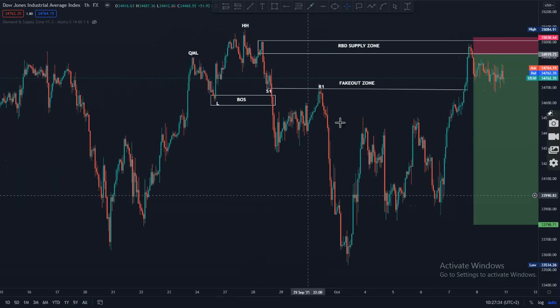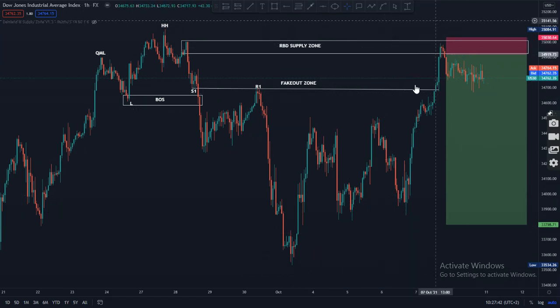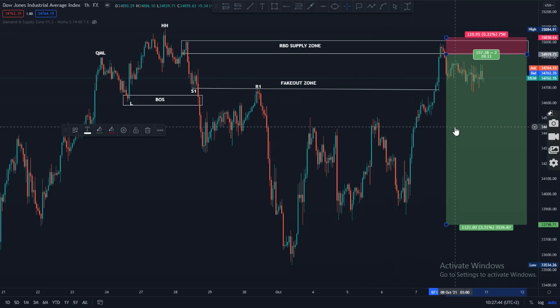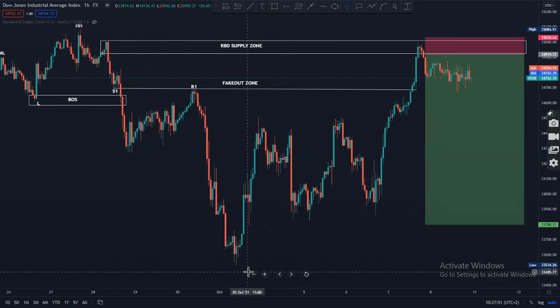The first setup was here, and price just went through it, and then I lost. Then price started coming back from this level. I had to retake this sell right here because I actually saw it happening.